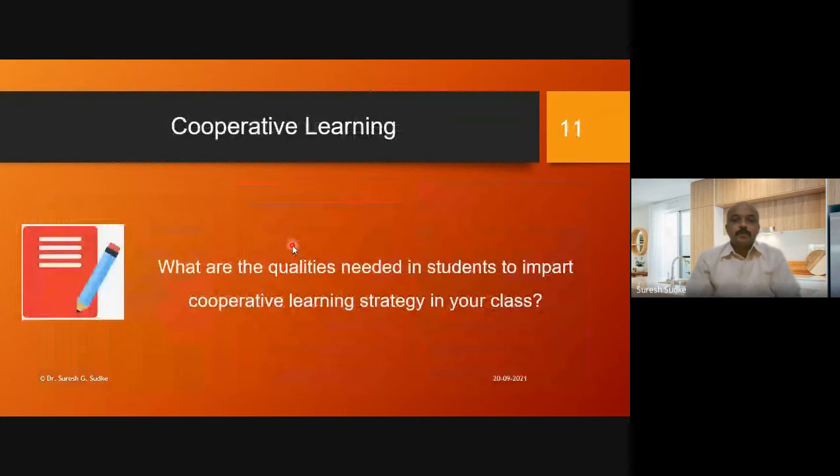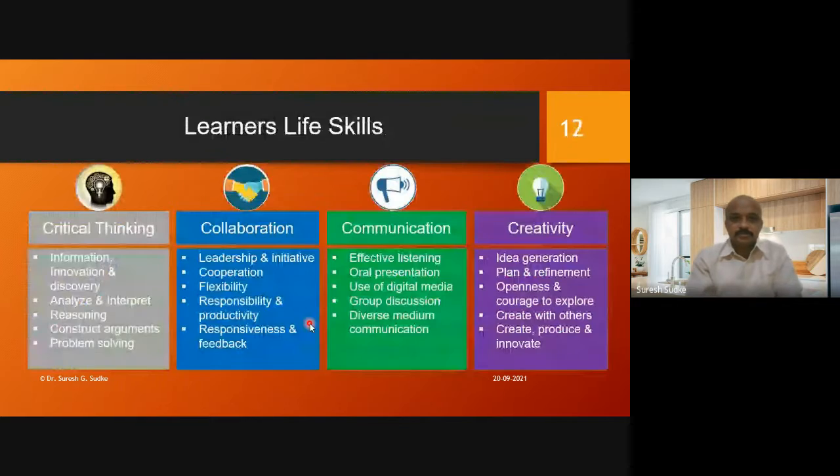So for the conduct of this cooperative learning in our class, what qualities are needed in our students to impart the cooperative learning strategy? This is the big question. Our students must have some life skills to conduct this cooperative learning in our class.